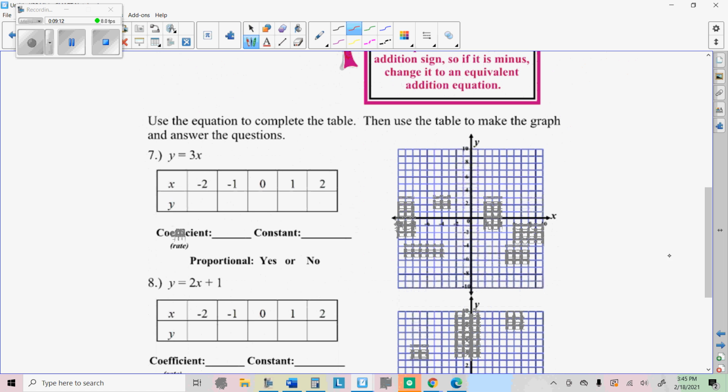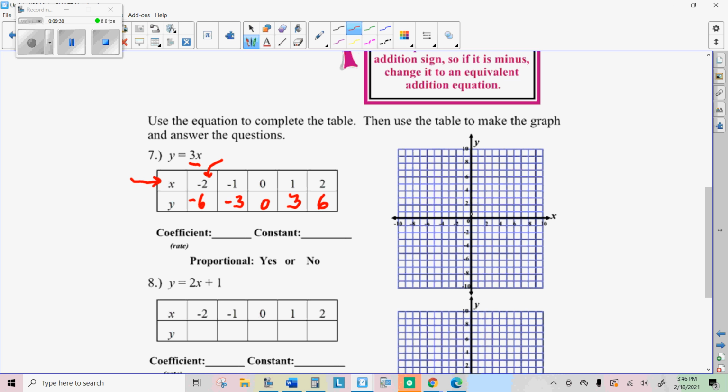All right, now to complete a table, all you do is do what it's saying right here, like a formula. It's saying take 3 times x. So you take 3 times -2, because this first row is what values x have. So 3 times -2 is -6. 3 times -1 is -3. 3 times 0 is 0. 3 times 1 is 3. 3 times 2 is 6.